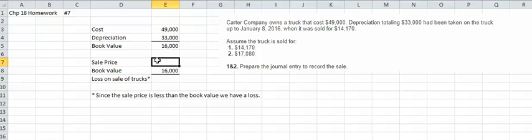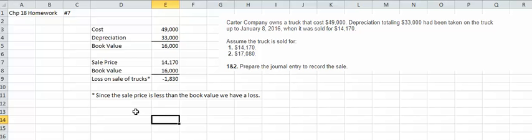So book value, we already have part of our second calculation. What is the sell price? So the sell price for number 1 is 14,170. So the sales price is less than the book value. So we're going to have a loss. So let's think about this. The book value, the cost minus depreciation, anything above that is a gain. Anything below 16,000 will be a loss. So in this scenario, this will be a loss.